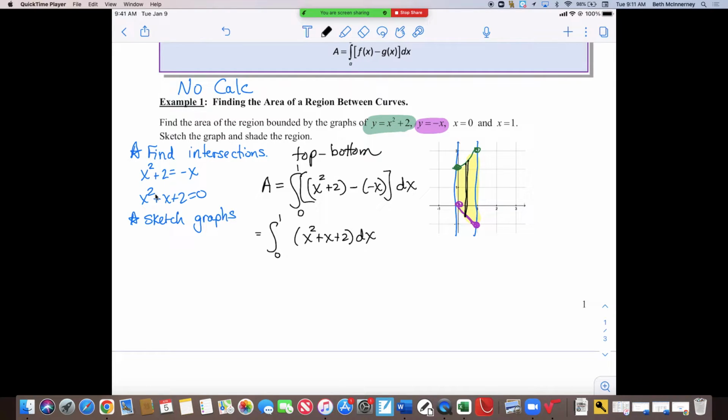I'm going to pause a moment, and I want you to integrate. Do this without a calculator. Go through the whole process. Yes, you're going to get some fractions.